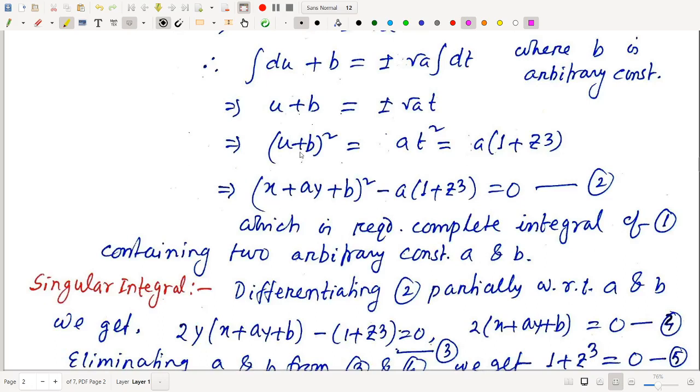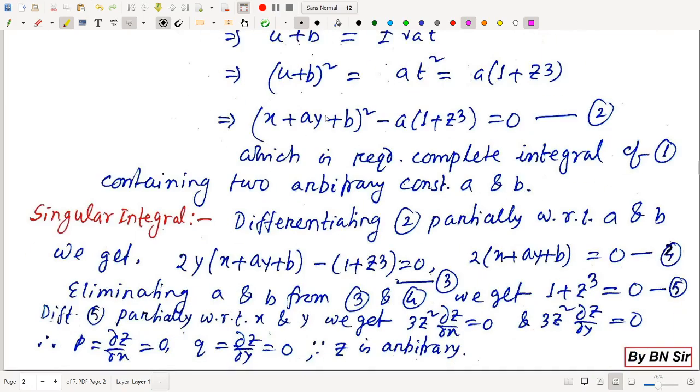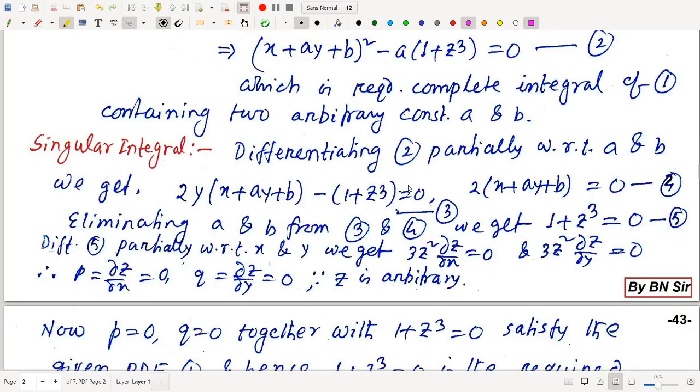And then the value of u is x plus ay substituted. So this is our complete integral: x plus ay plus b whole thing square minus a times 1 plus z cube equal to 0. Complete integral. Here a and b are arbitrary constants. Now we have to find the singular integral or singular solution.